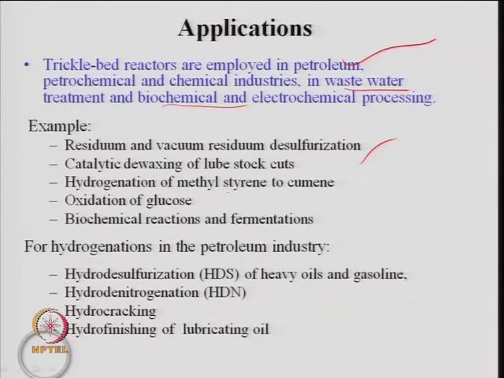Same thing for hydrogenation of methyl styrene to cumene. So, basically a petrochemical process where cumene is used to produce isopropyl benzene, and that is again an important petrochemical process. Oxygenation of glucose material is just like phenol oxidation as an example. So, glucose oxidation is again done in the trickle bed reactor. Biochemical reaction, fermentation. So, these are some other examples where trickle bed reactors are commercially used. Similarly, for hydrogenation, which I have already said, hydrodesulfurization of heavy oil, gas fraction, gasoline, same thing hydrodenitrogenation. So, overall you can call it hydrotreatment.